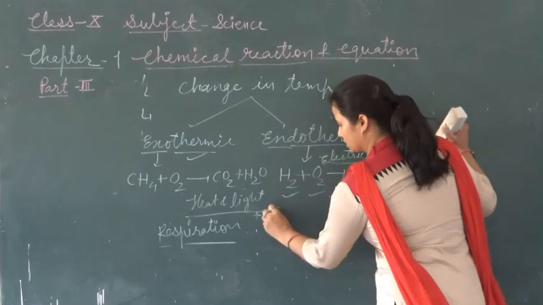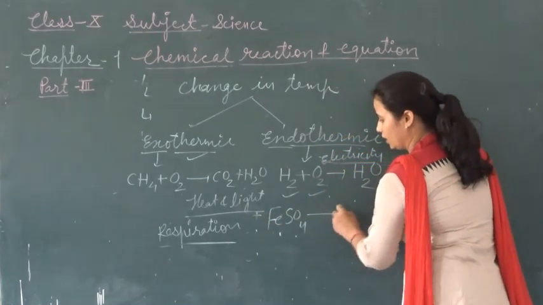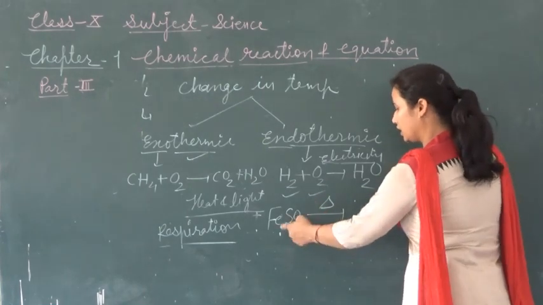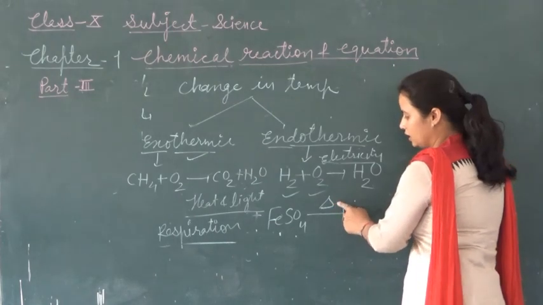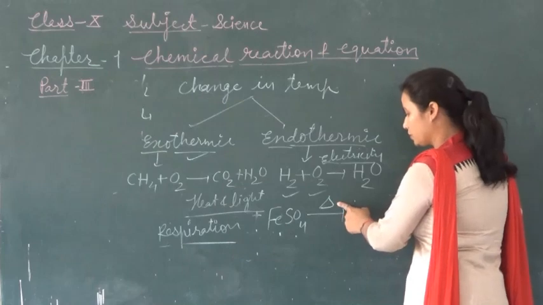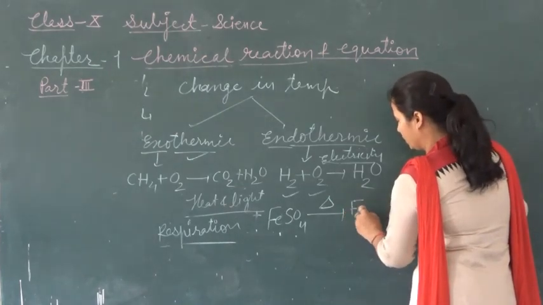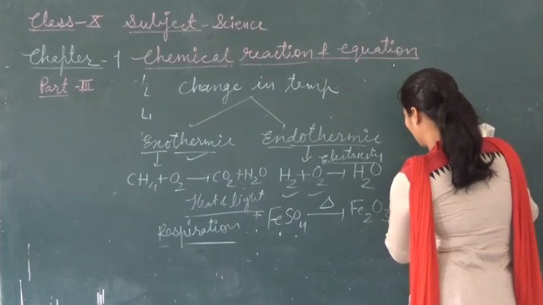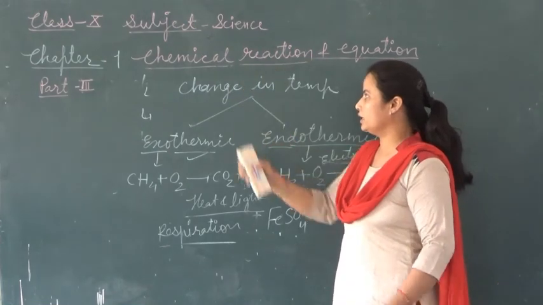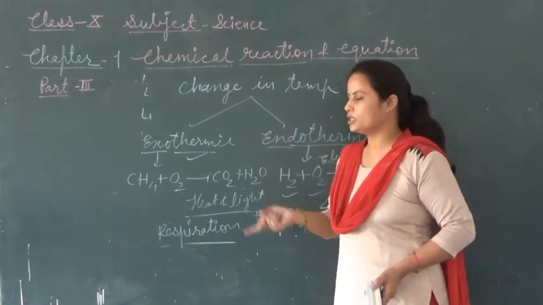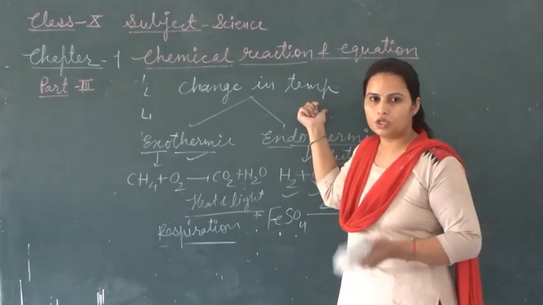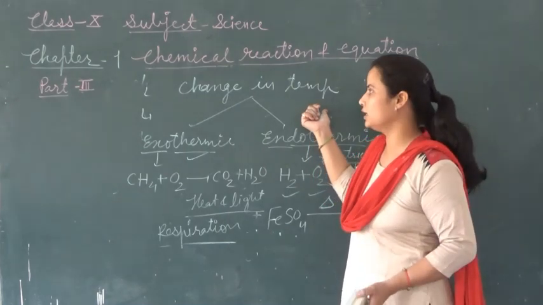Another example is FeSO4, ferrous sulfate. Breaking down of the reactant requires energy. Heat energy is required. The sign of delta shows the heat energy. Ferrous sulfate breaks down in the presence of heat energy and forms Fe2O3 plus SO2 plus SO3. So in a chemical reaction there are several changes: the change in state, change in temperature, evolution of gas, formation of precipitate, and change in color.